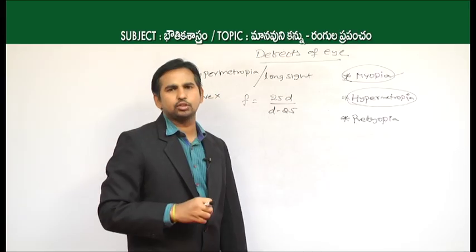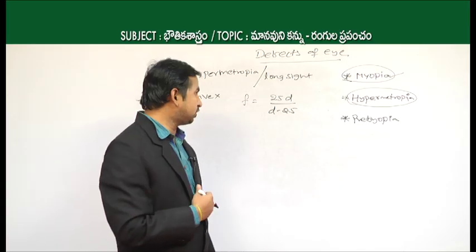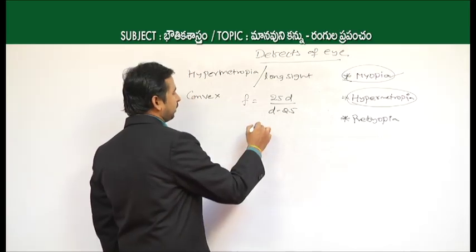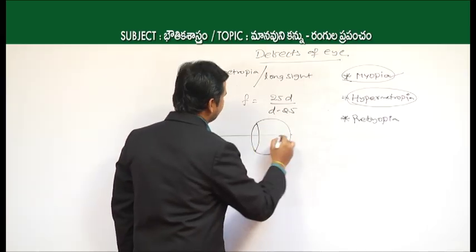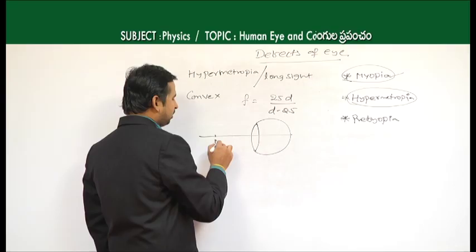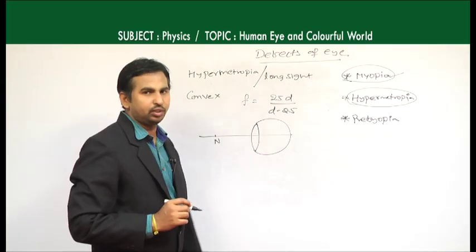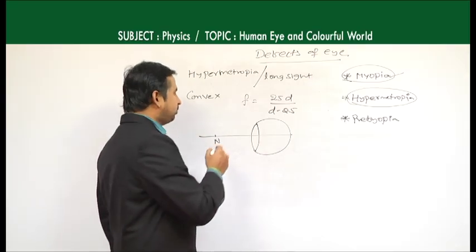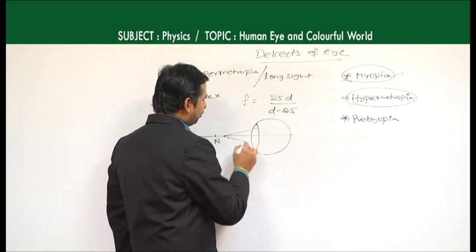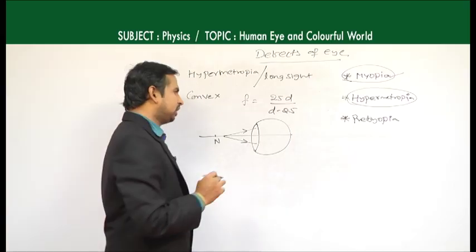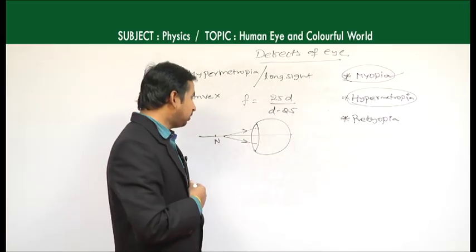Sometimes they will ask diagram questions also, where they will give a diagram like this. In the case of this eye lens, let us suppose this is the near point. If the object is placed before the near point, then what about the focal length, and what about the diagram? The diagram is like this.